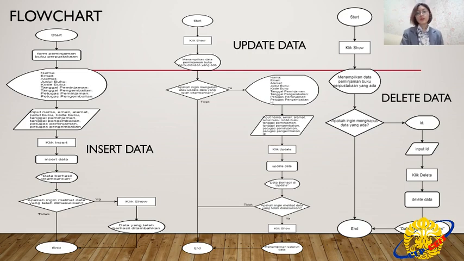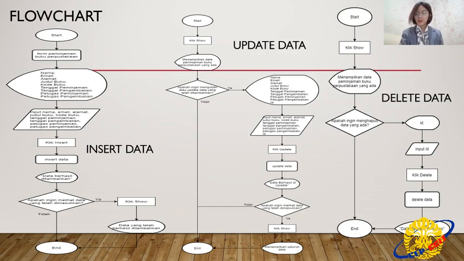In the middle is a flowchart for updating data. However, first click Show to know which data will be updated later. After that, fill in the data according to the latest data accompanied by the ID of the data to be updated. Then click Update and the data is successfully updated. If you want to see the updated data, you can check it by clicking Show and the data will be displayed, including the updated data.